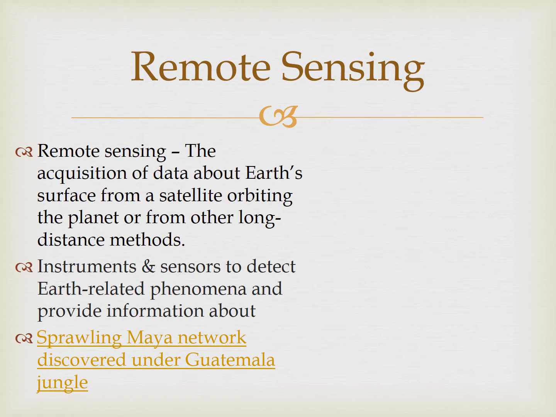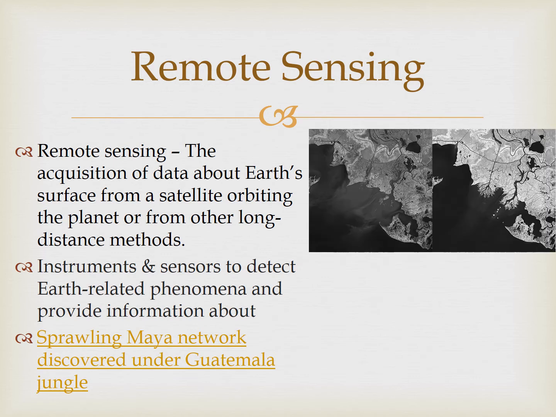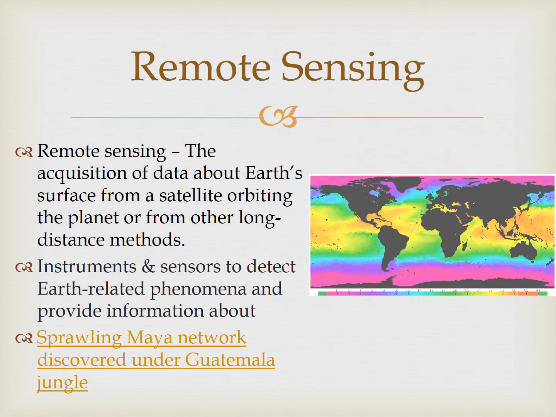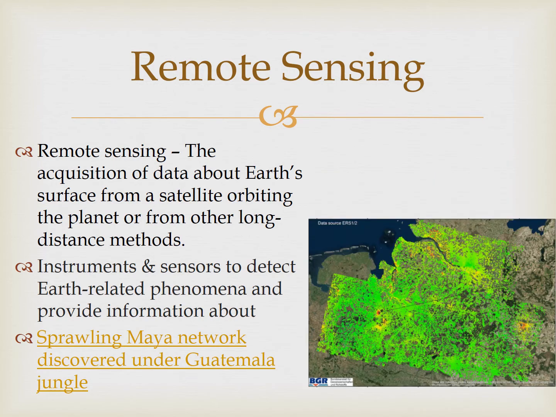Other parts of remote sensing include things like aerial photography, thermal infrared scanning, microwave mapping. And the neat thing about these different methods of remote sensing is what you're able to see here. These satellites can acquire data outside the visible portion of the electromagnetic spectrum.